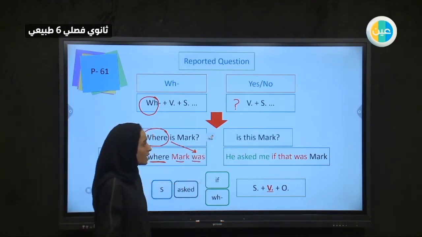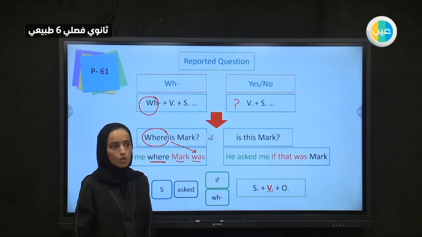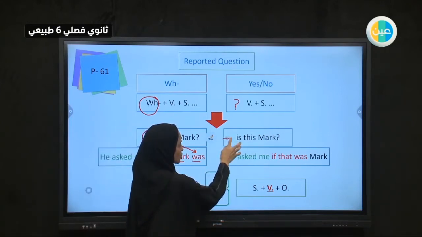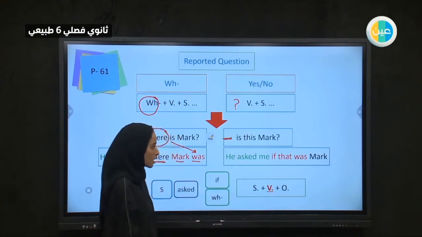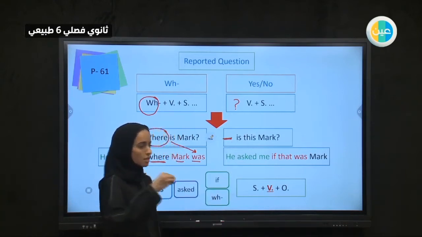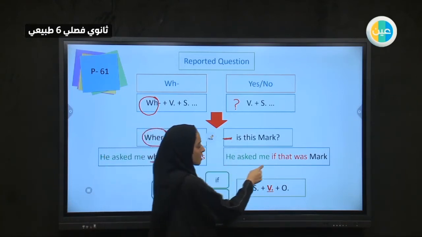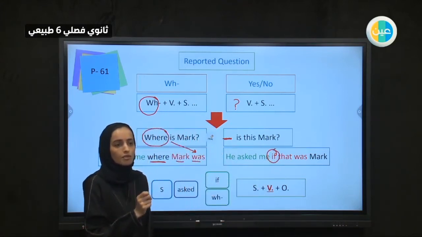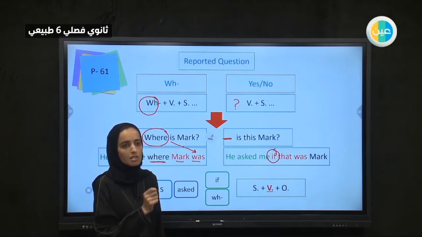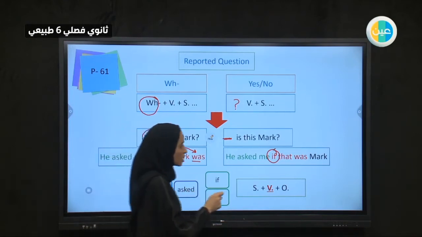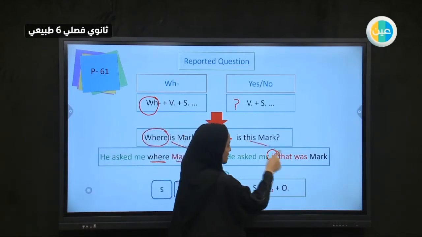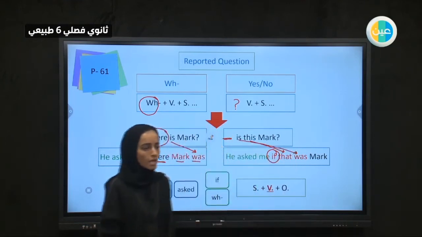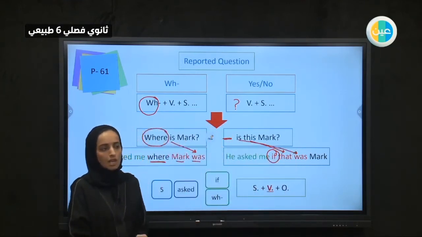What about this one? We have, is this Mark? Yes, he is, or no, he is not. This is a yes/no question. Do we have a WH question word here? No, we don't have anything. So you have to put something instead of that. He asked me, then use if, because you have to give a note that this is a question. So if this is that, and is was. If that was Mark. He asked me if that was Mark.